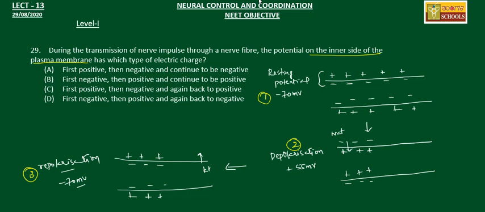As he's asking, the potential on the inner side of the plasma membrane has which type of electric charge? First, when it is not conducting any nerve impulse, it is negative. Then it becomes positive inside, and then back again to negative. So option D will be the right answer.